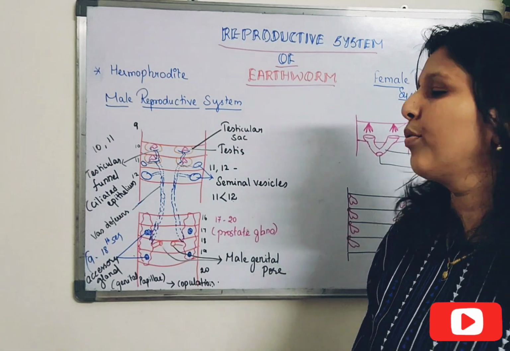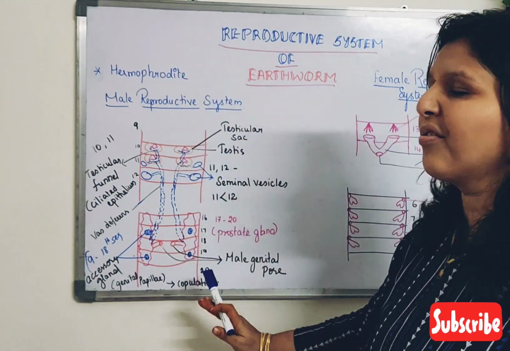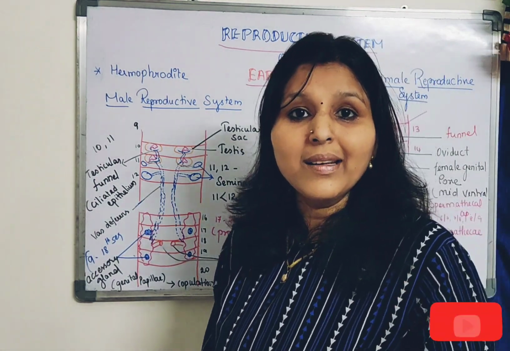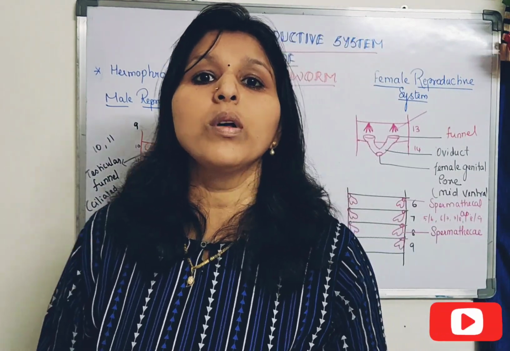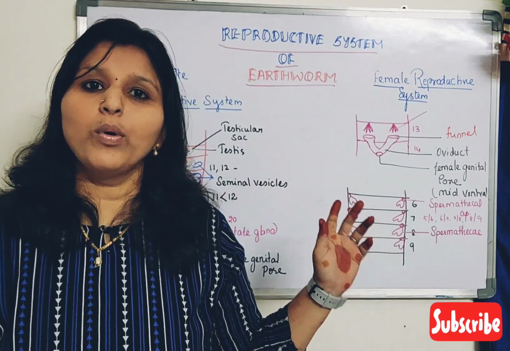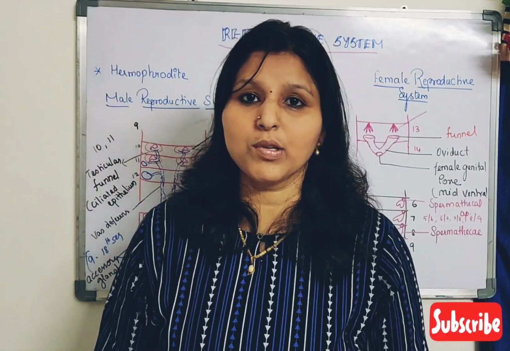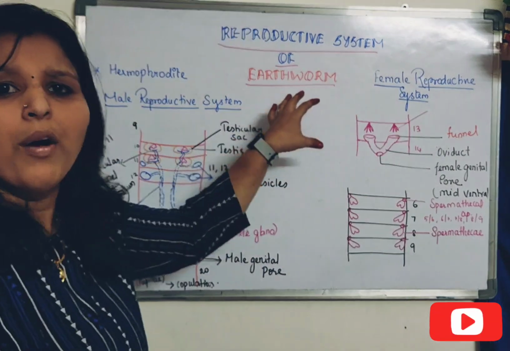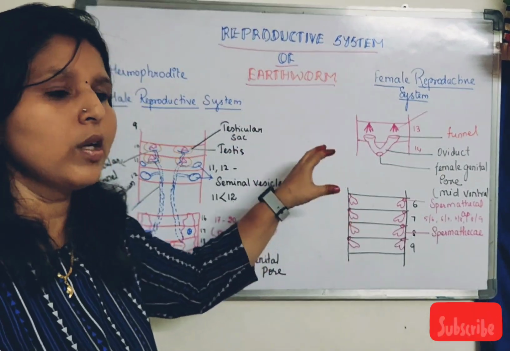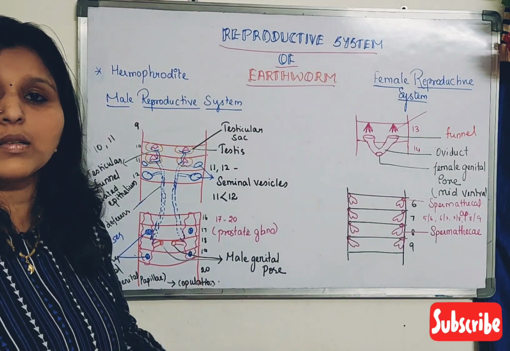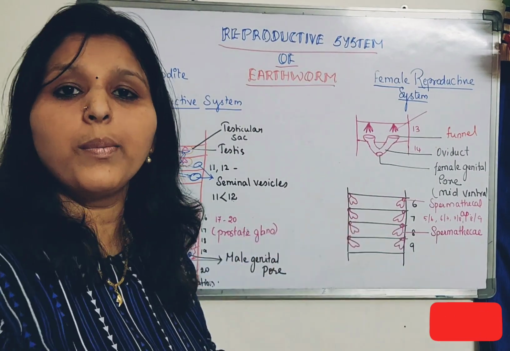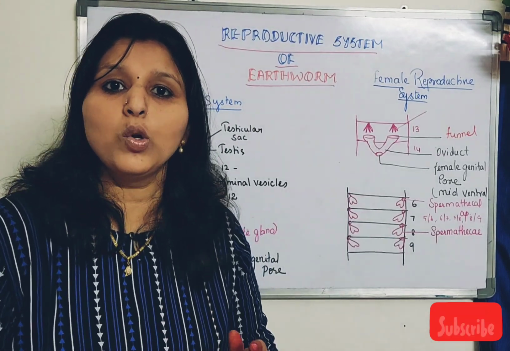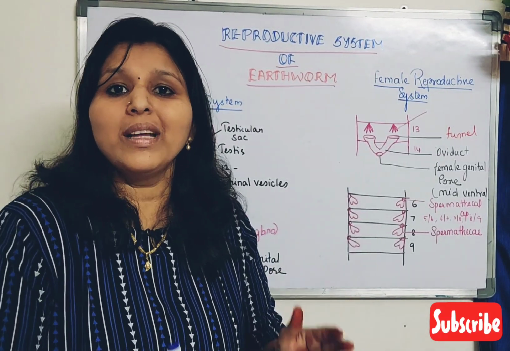In this video, we will be discussing the structure of the male reproductive system and the female reproductive system. In the next video, I will post how copulation occurs between the male and female reproductive systems. Clear? While mentioning the earthworm, we cannot differentiate this as a male earthworm and this as a female earthworm. As they are bisexual in nature, you simply use the term earthworm.